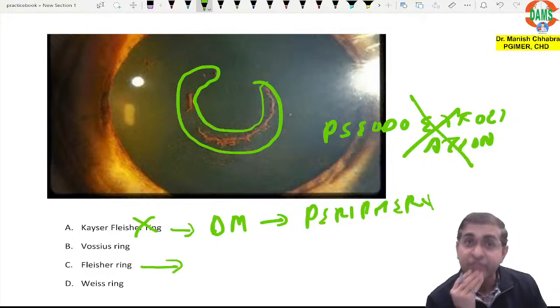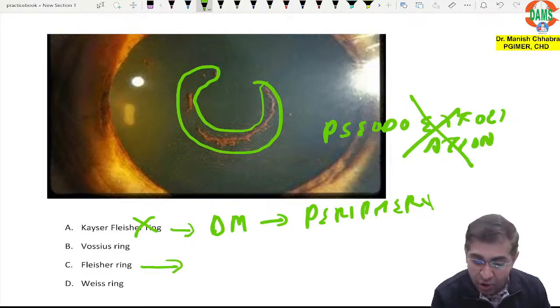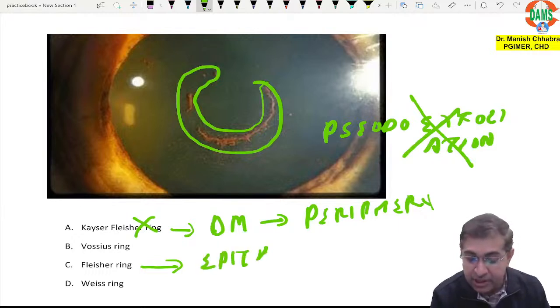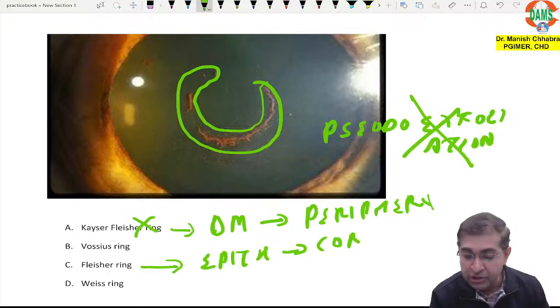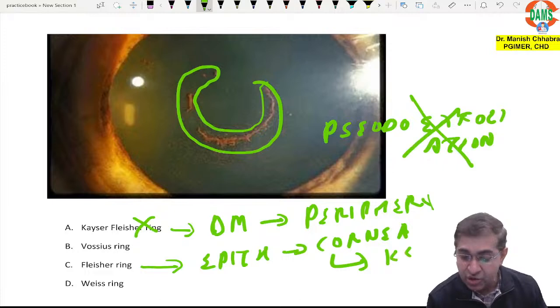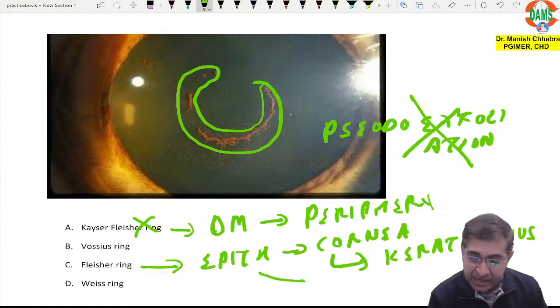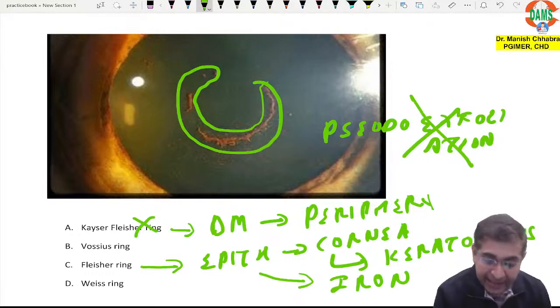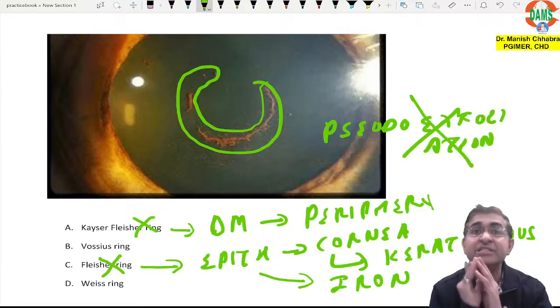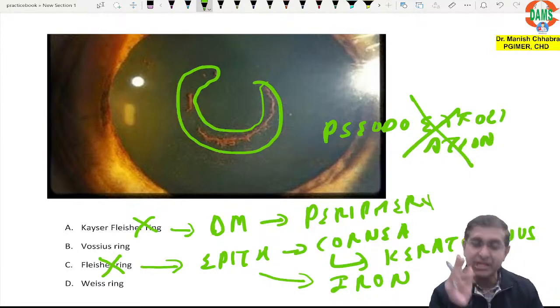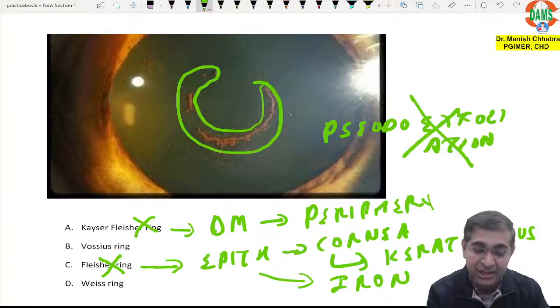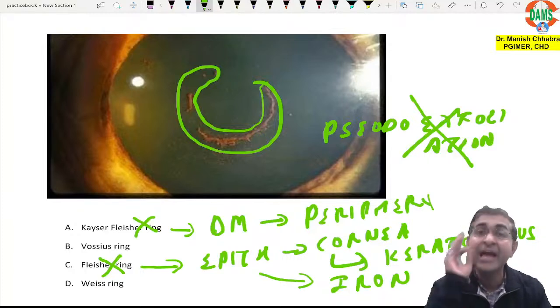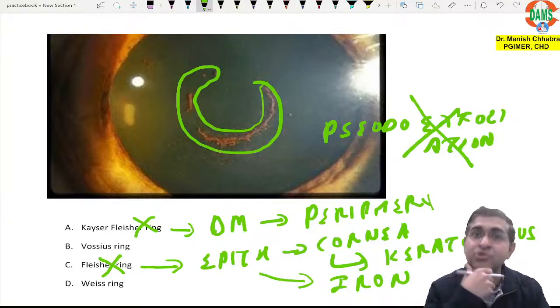Fleischer ring. Fleischer ring is present on the epithelium of the cornea, and it is seen where? In cases of keratoconus, and there is deposition of iron. So the KF ring and Fleischer ring are eliminated because these two rings are present on the cornea, but here you can see it is present on the anterior lens capsule.